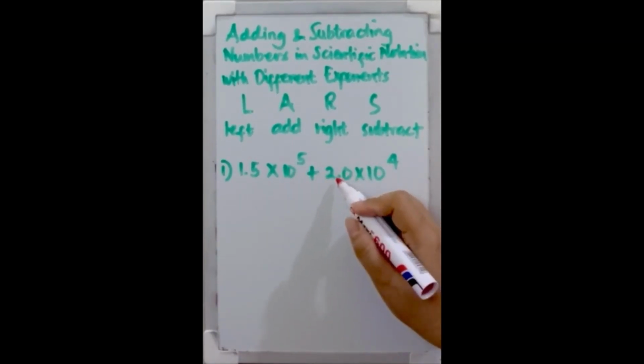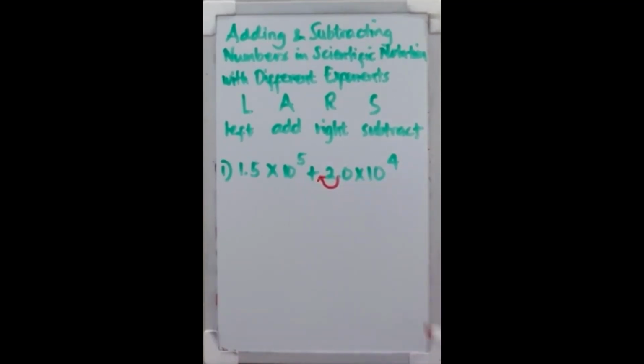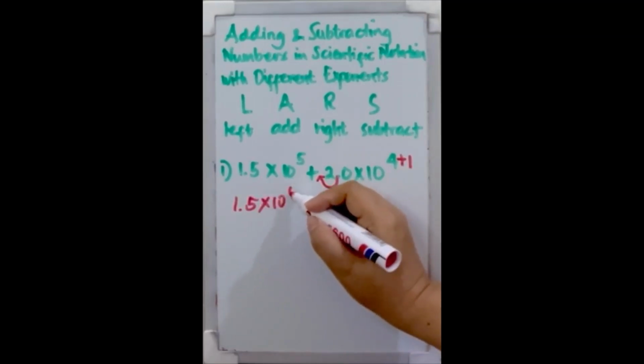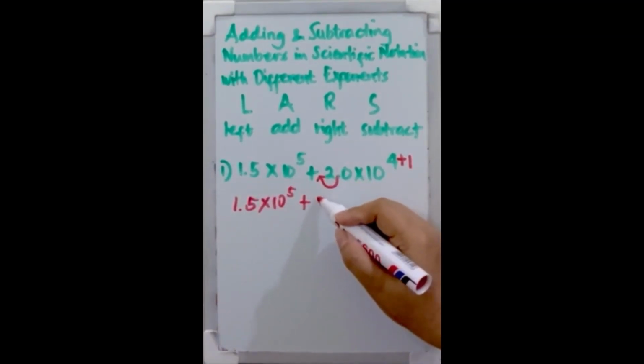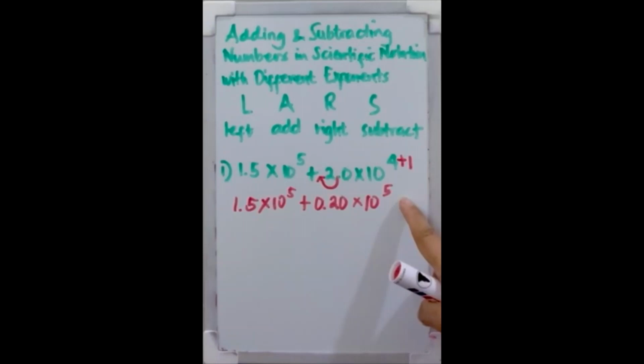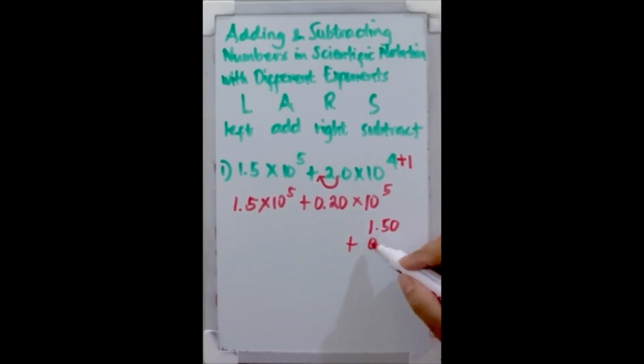So from 2.0, we have the point here. I will move this point going left. Since I have moved one place, this will become 4 plus 1. So rewriting these numbers, we will have 1.5 times 10 raised to 5 plus, this will now become 0.2 or 0.20 times 10 raised to the power of 5. So now since they have the same exponents, we can add. So 1.5 or 1.50 plus 0.20.